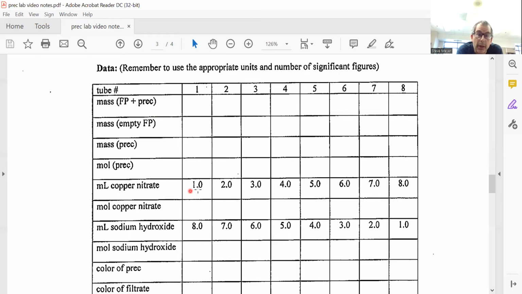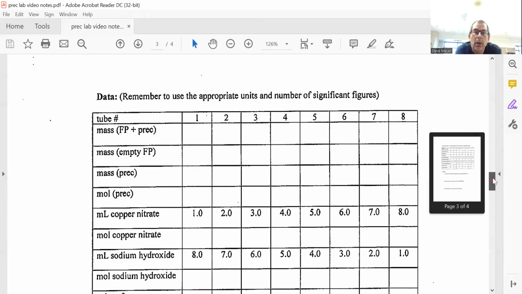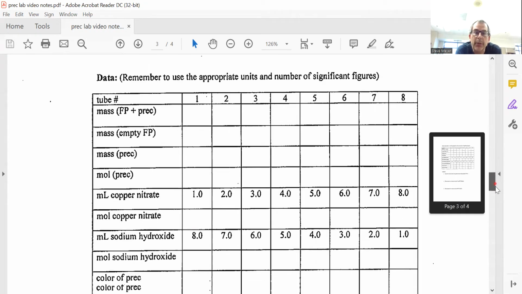If you know milliliters of copper nitrate, you know liters, and if you know liters, you can calculate moles because you know it's 0.5 molarity. Same thing with sodium hydroxide. There is an observation you can make today, color of precipitate and color of filtrate, that we'll be able to make as well. All right. So I think that's what we're going to be doing today.